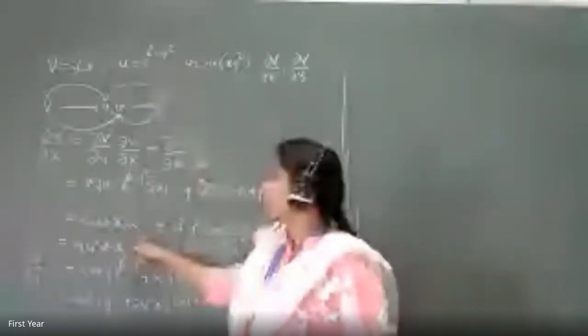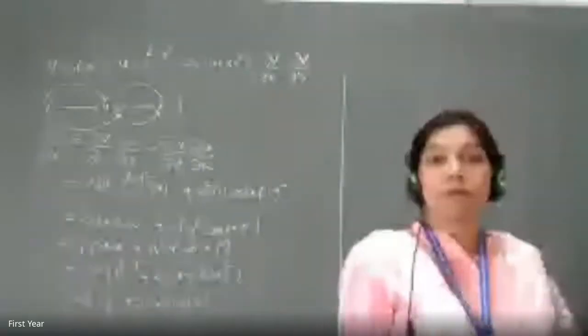And then I just substituted e raised to x square minus y square as u. That is given in the question. So your equation looks simple. Nothing more than that. Okay?